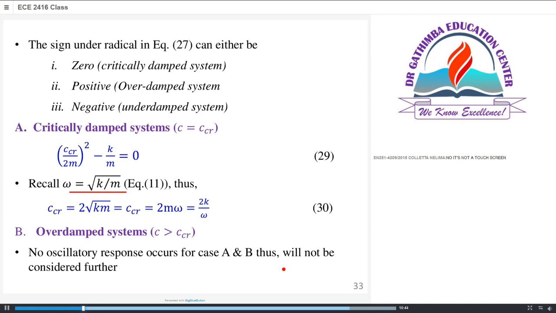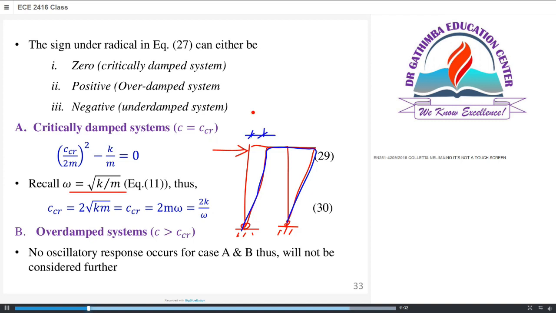And therefore, these two cases are not important for our analysis of our structure. They are not of concern. It's like when you say our structure is critically damped or overdamped, it means when you just displace it, this is the initial displacement, which we call U naught, then you release the system, there is no motion, there is no vibration going to and fro. The system will just go back to its resting position. So this is not of interest to structural dynamics. That's why we are saying we are not going to consider these two cases, A and B.